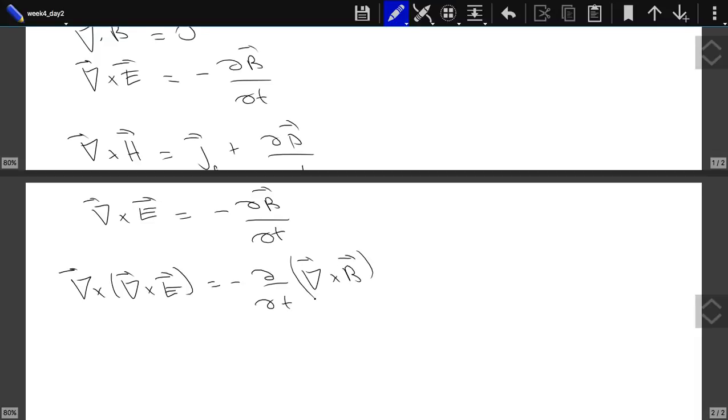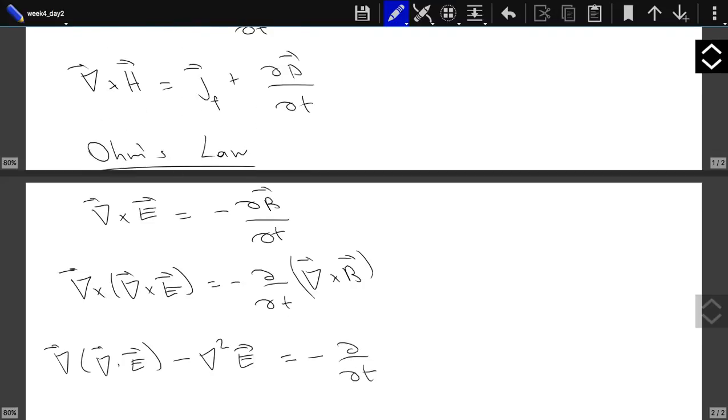Well, curl of E is gradient of the divergence of E minus the Laplacian of E. This is my left-hand side. I'm just using the vector identities. This is equal to minus del by del T.